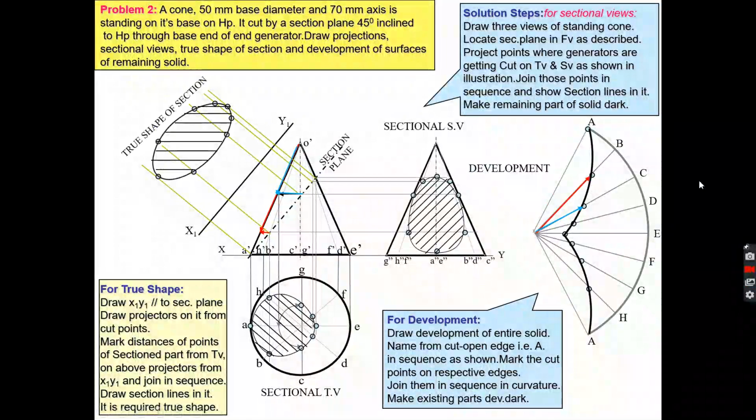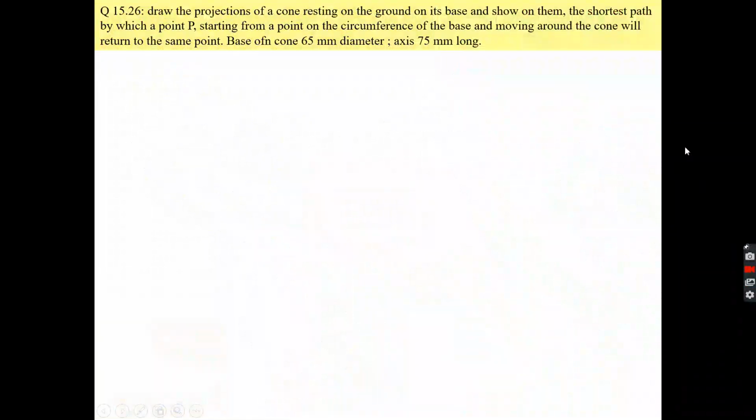So this question is now completed. In the next question, it is given to draw the position of a cone resting on the ground on its base and show on it the shortest path by which a point P, starting from a point on the circumference of the base and moving around the cone, will return to the same point. The base of the cone diameter is given 65 mm and the axis is 75 mm long.